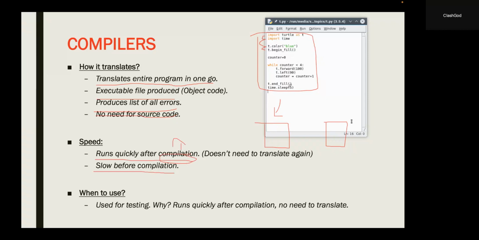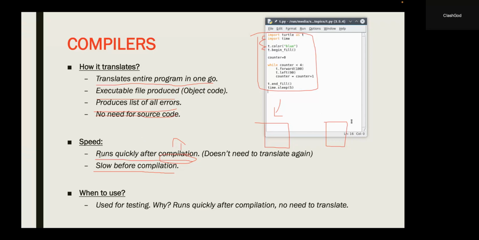Now the problem with this thing is that when you write programs, it is a bit hard to use, right? You need to wait for the entire compilation before you can see the list of all errors. But for interpreters, you can just see the errors immediately after it is found. So it is not as useful for developing programs. So when is it used?